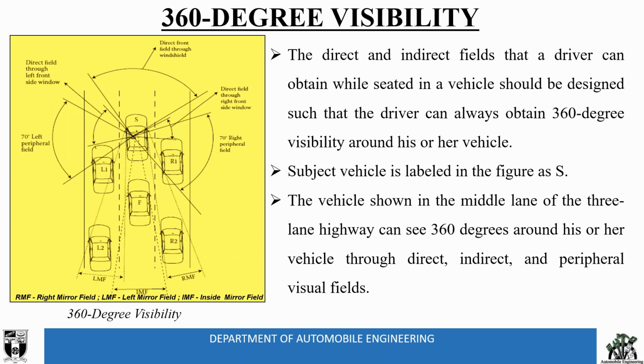Next is 360 degree visibility. Here we can see a subject vehicle labeled as CS. The vehicle is in the middle lane of a 3-lane highway, and it can see 360 degrees around the vehicle through direct, indirect, and peripheral visual fields. It should be noted that the direct and indirect fields the driver can obtain while seated in a vehicle should be designed such that the driver can always obtain 360 degree visibility around the vehicle. Here we can see the different views labeled: right mirror field, left mirror field, and inside mirror field. This is the 360 degree visibility of a subject car in a 3-lane highway.